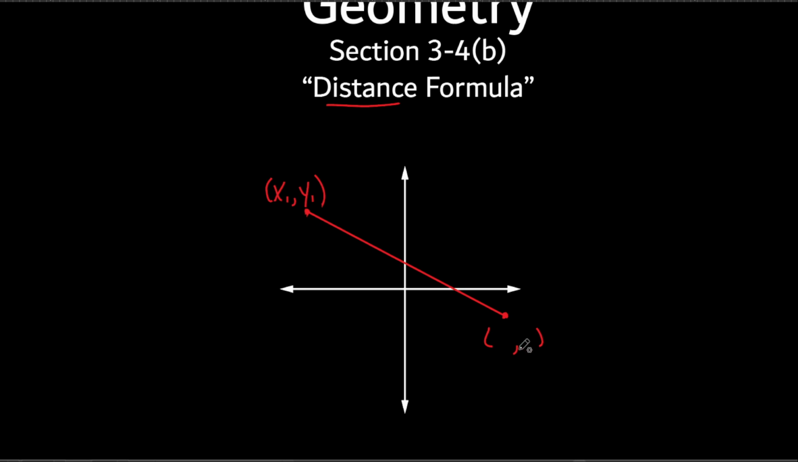Except I'm not going to call it x1, y1, because that would be the exact same point as this. What do you think I'm going to call this one down here? Very good. I'm going to call it x2 and y2. All right, so this is my first point. This is my second point. This is my x and y for the first point. This is my x and y for the second point. Everybody with me so far?